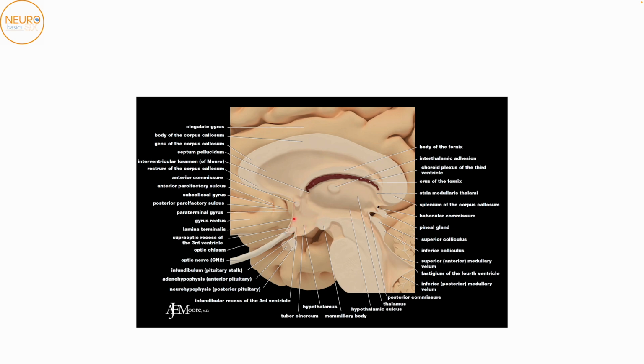This is the optic chiasm, the supraoptic recess. You have the infundibular recess. This is the floor of the third ventricle. You should also have the mammillary bodies that are located over here. And then this is the tegmentum of the midbrain.